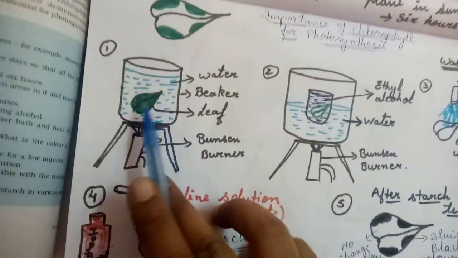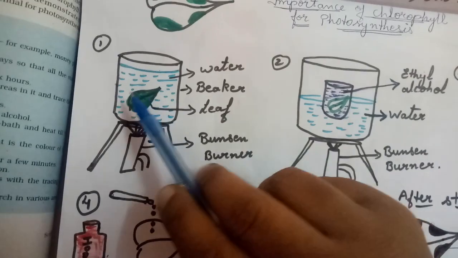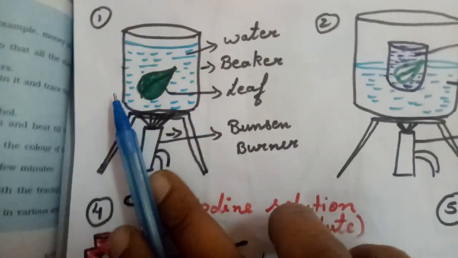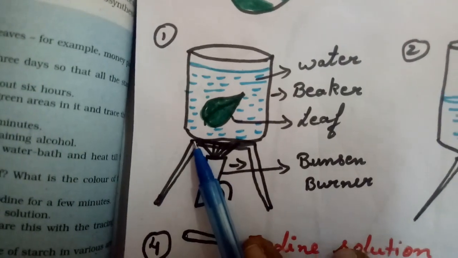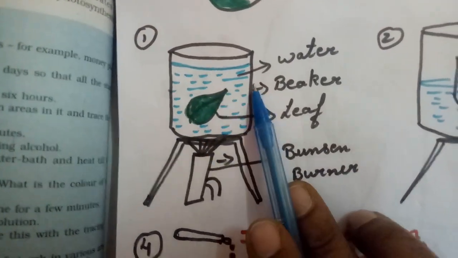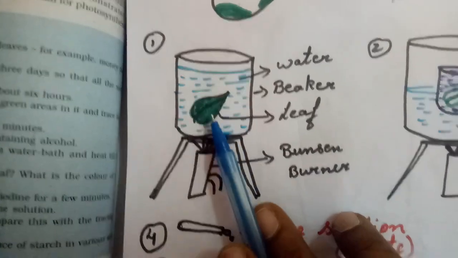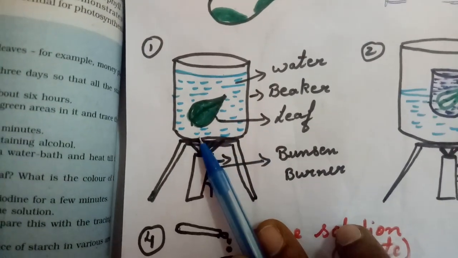Same thing. What is the first step we have to do? We will boil both the leaves in water first. What do you have to do with both the leaves? We have to boil them in water. And what is the main purpose of boiling in water? So that the cells of the leaf get killed.